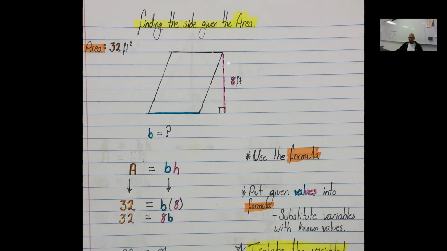The missing measure, because obviously the height is not part of the side, but we're going to be finding the missing measure. So this is a bit misleading. You should say finding the missing measure given the area. Finding the missing measure given the area.